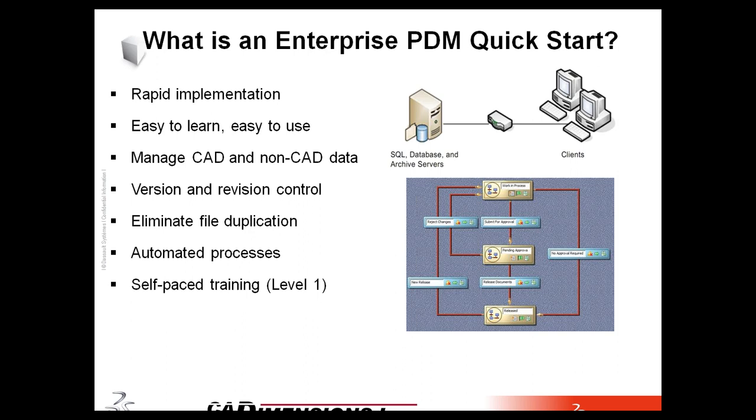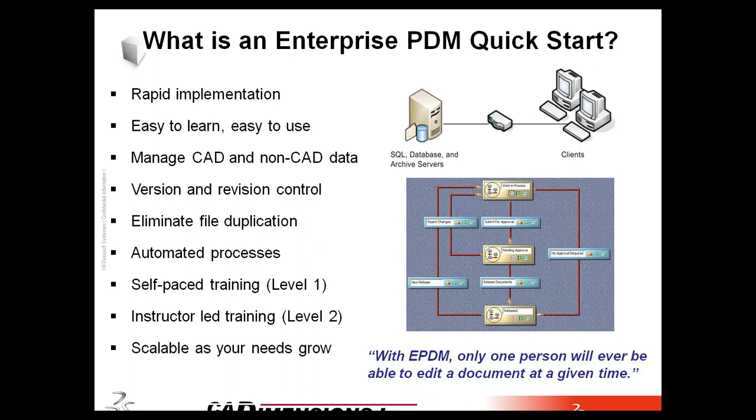And the primary differentiator between the Level 1 and Level 2 Quick Start, as we're calling them, is that the Level 1 Quick Start includes self-paced training, whereas the Level 2 implementation is going to be a combination of self-paced training and instructor-led classroom training. And last and certainly not least, both the Level 1 and Level 2 Quick Starts are going to be scalable, so that you could take it from a very small, simple implementation to a much more sophisticated implementation.